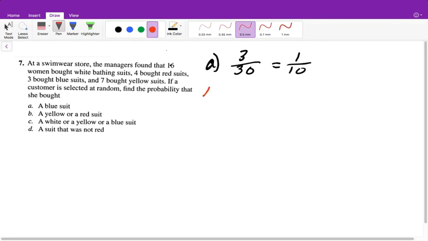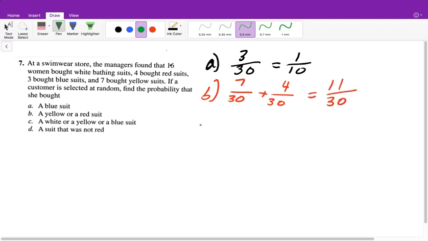For B, a yellow or a red suit. So yellow, it's out of 30 again, not like I said before, 16. So yellow is 7, red is 4, so it's 11 out of 30. We don't have anything in common between them.